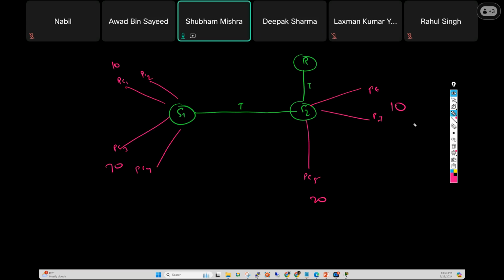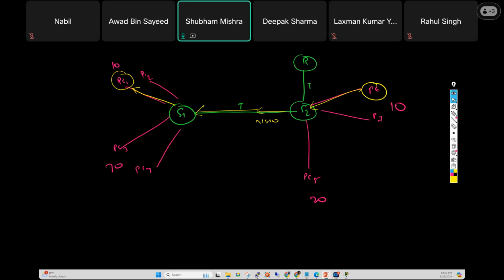Now, for example, this PC wants to communicate with this one. The packet will reach switch number 2. Switch number 2 adds the VLAN tag, VLAN number 10, and forwards this packet to switch number 1. Switch number 1 opens it and checks the VLAN tag, VLAN number 10. This switch removes the VLAN tag and forwards this packet towards PC number 1. Are you clear now, everyone?